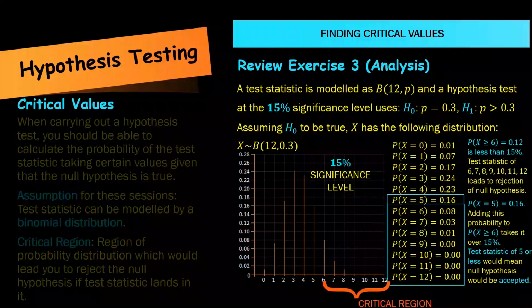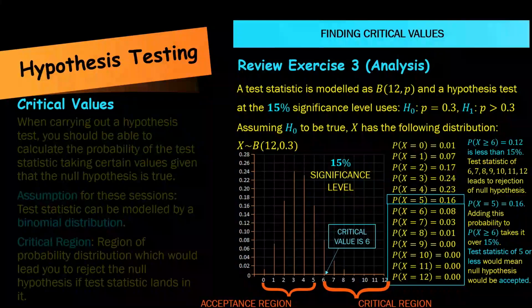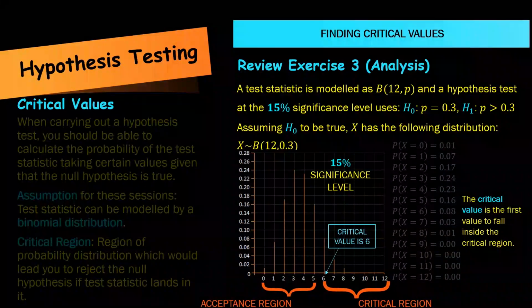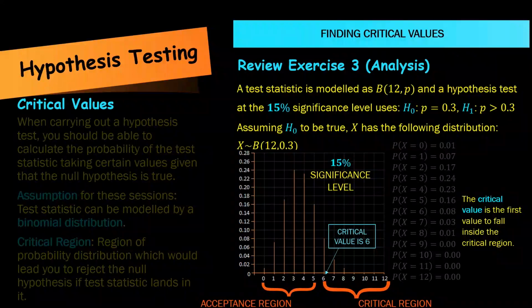A test statistic of 5 or less would mean the null hypothesis would be accepted. So this here would be our acceptance region at the 15% level of significance. And this time the critical value is equal to 6. The critical value is of course the first value to fall inside the critical region.